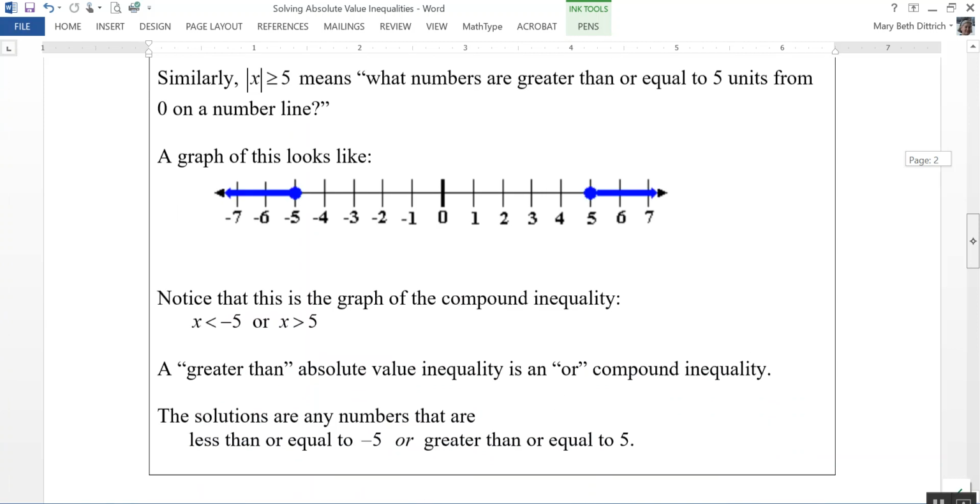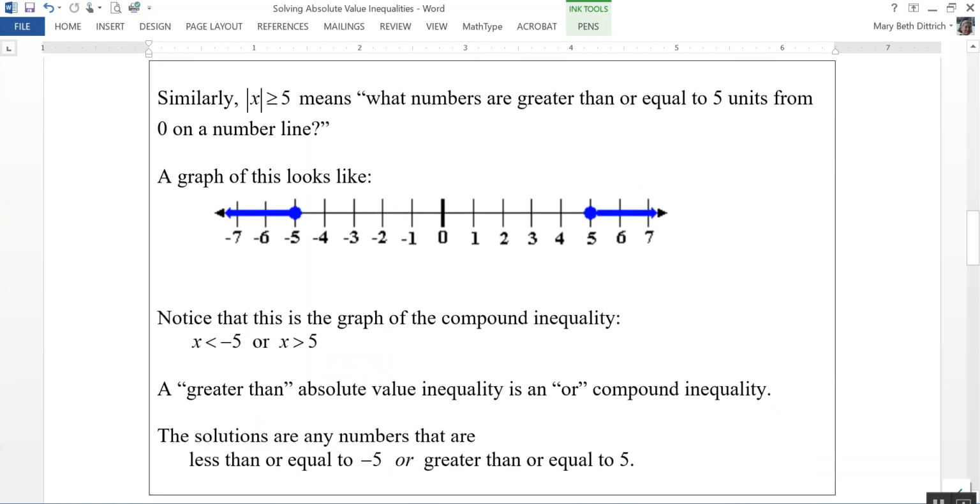Similarly, the absolute value of x is greater than or equal to 5 means what numbers are greater than or equal to 5 units from 0 on a number line. A graph of it looks like this. So we start at negative 5 and go in the negative direction, and we start at positive 5 and go off in the positive direction. Any of those numbers are at least, that is, equal to or greater than 5 units from 0 on the number line.